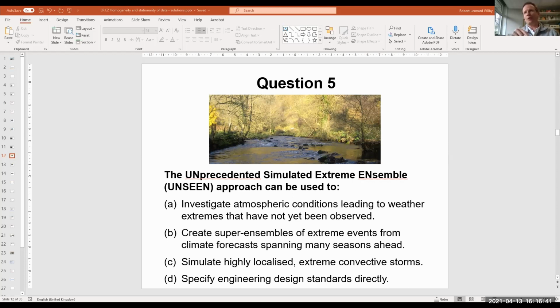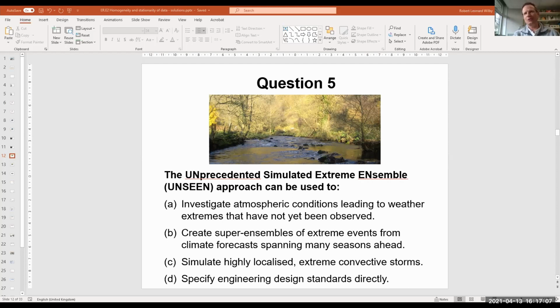We can't use this for highly localized extreme rainfall events because these convective processes are just not represented within the weather forecasting models. So even with bias correction, you can't really correct for a process that isn't actually in the model in the first place.